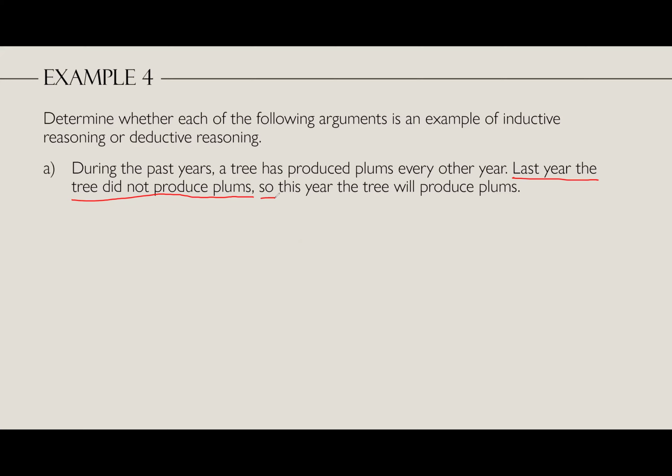That is, I took an example, what happened last year, and based off that example, I can predict what's going to happen this year. So if you guessed inductive reasoning, you'd be correct. We looked at something that was specific and we were able to make a conclusion based off of that, giving us inductive reasoning. So we have part A.